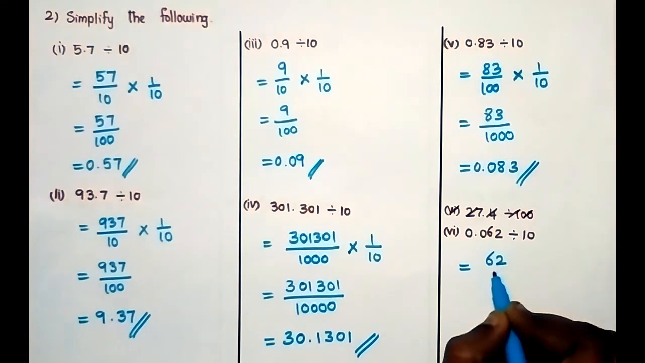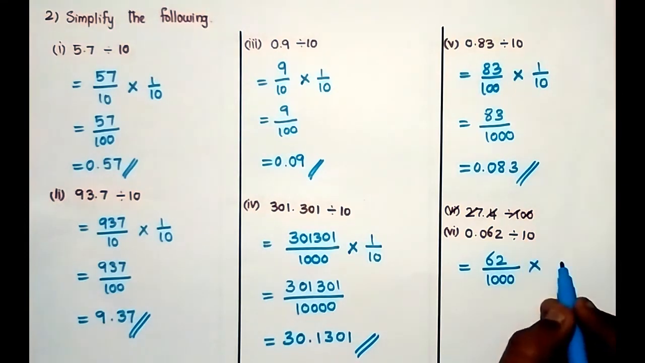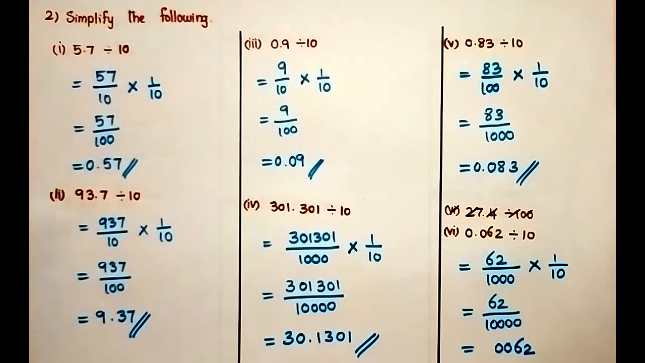Next one, 0.062. So 62 divided by 1000, and change into multiplication and take the reciprocal for that. Now 62 into 1, 62 divided by 1000 into 10, 10,000. Listen, before 4 digits we have to keep the point, but here 2 digits only. So we have to add 2 zeros before the number and then keep the point. So 0.0062 is the answer.